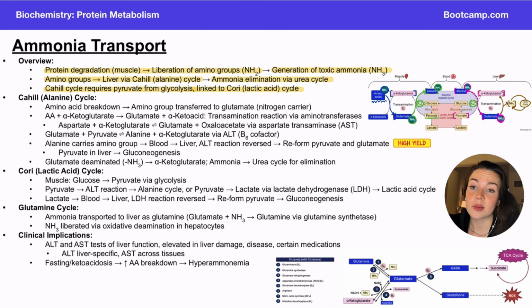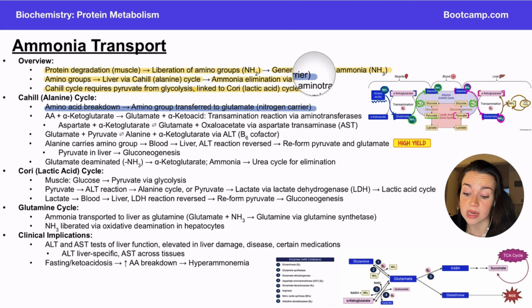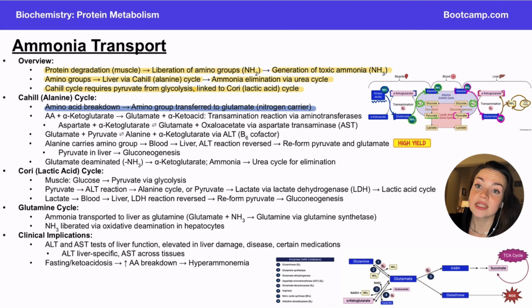So back to the outline, remember our first step of the alanine cycle was amino acid breakdown, leading to an amino group being transferred to glutamate, which was our first nitrogen carrier. And we did that via a transamination reaction between an amino acid and alpha ketoglutarate. So we took the amino group off of the amino acid, traded it to alpha ketoglutarate to form glutamate and an alpha keto acid, depending on whichever amino acid you started with. Right? That was a transamination reaction, which was mediated by transaminases or aminotransferases, same thing. Again, dependent on what amino acid you started with.